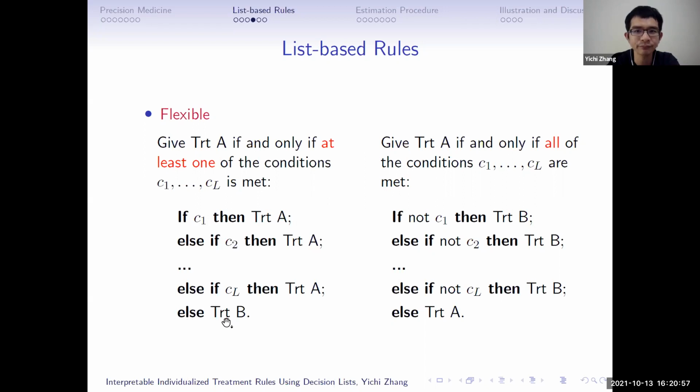If we have another also quite popular rule, treatment A if and only if all the conditions are met, then we could consider the negation of this statement. Basically, it says that we will recommend treatment B if one of the conditions is not met. So basically, if C1 is not met, then we recommend treatment B. If C2 is not met, we recommend treatment B, and so on. If all the conditions are met, then we go to the last clause, which says that we recommend treatment A.